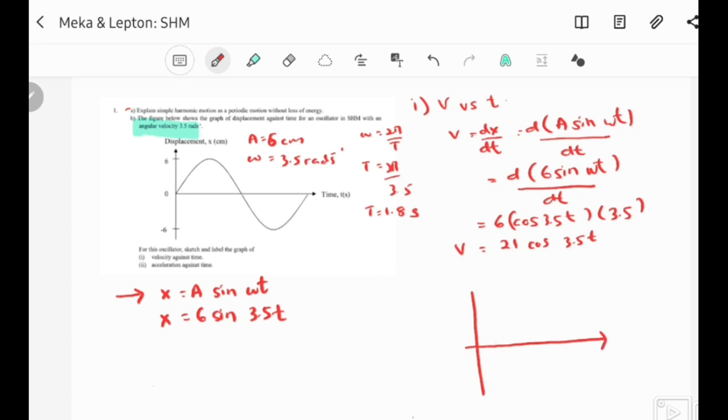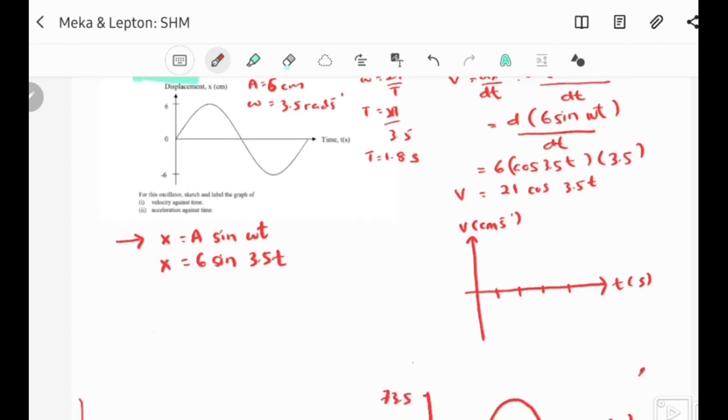Okay, so 1, 2, 3, 4. Kenapa 4? Itu adalah untuk we have 4 quarter untuk 1 period. So sini kita ada v, unit dia cm per second. Sini kita ada t in second.